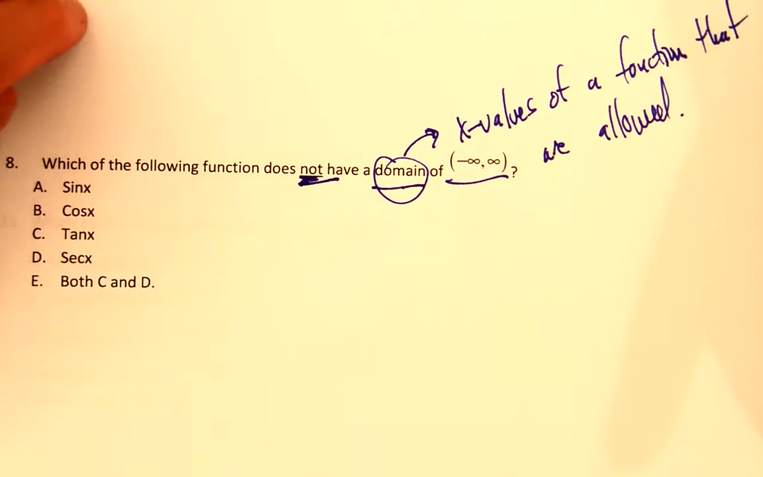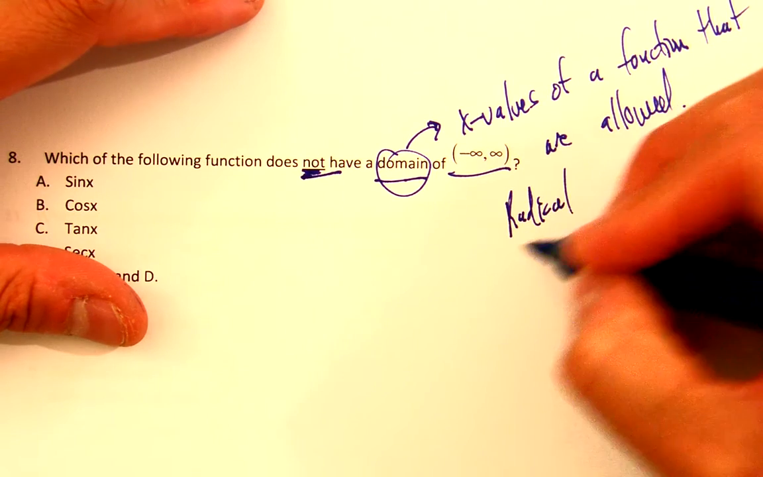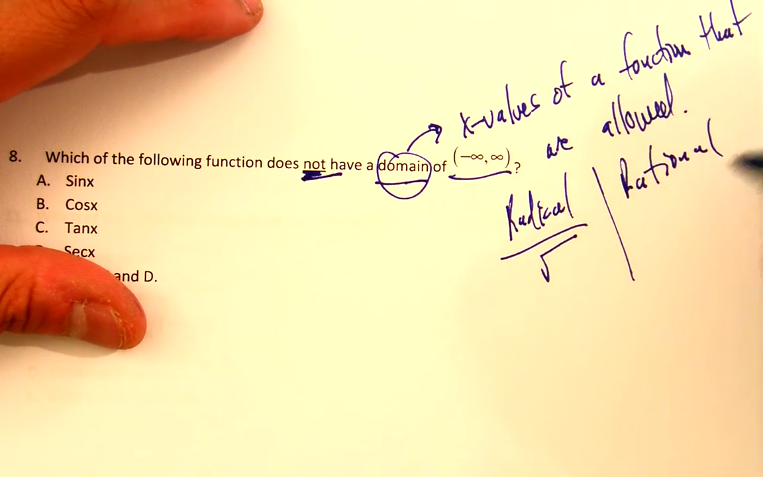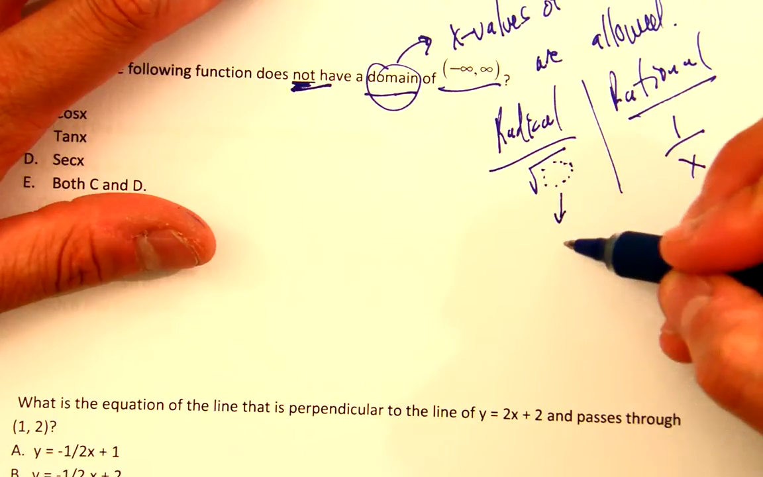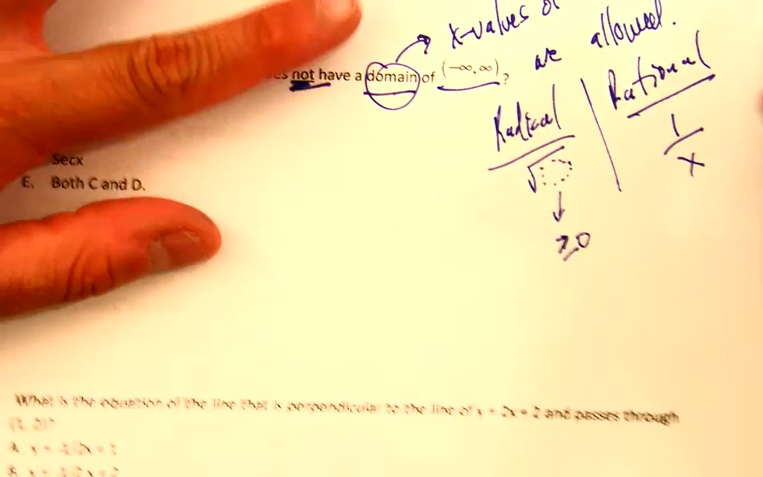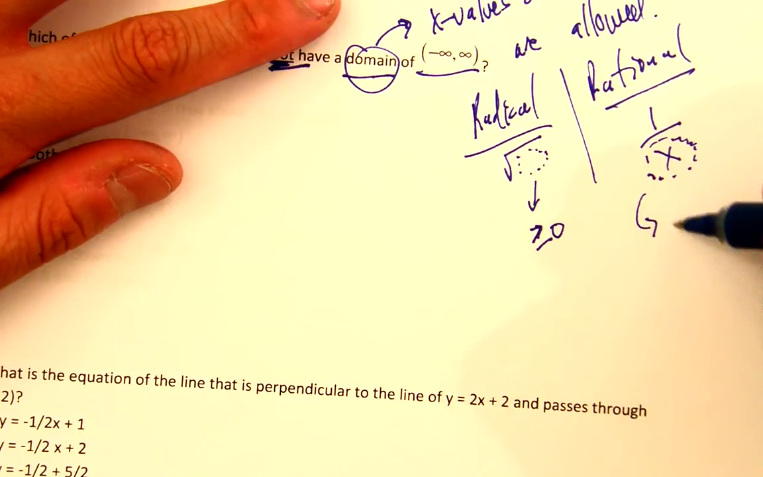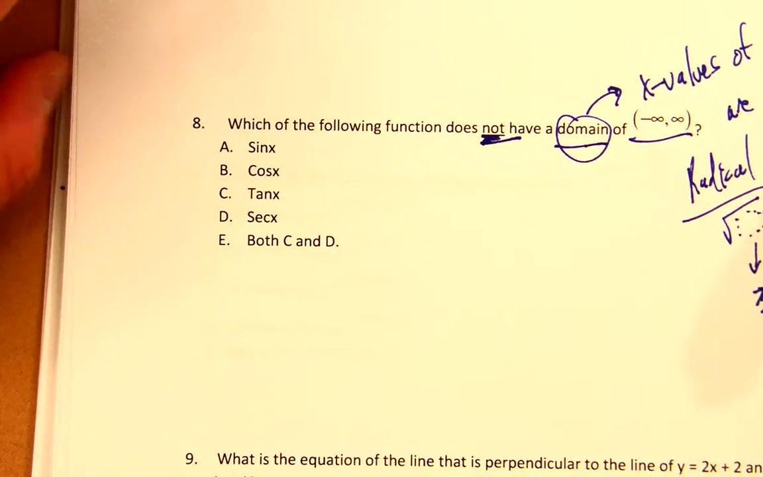So if we recall, the only functions we really have to worry about were our radical functions, in this case a square root, and also rational functions. Rational functions are fractional functions. For radicals, whatever is inside has to be greater than or equal to 0. And with rational functions, we have to watch out for what makes the denominator 0. So these are the two things we need to be concerned about. When we look at our problem, we just need to figure out where that is.